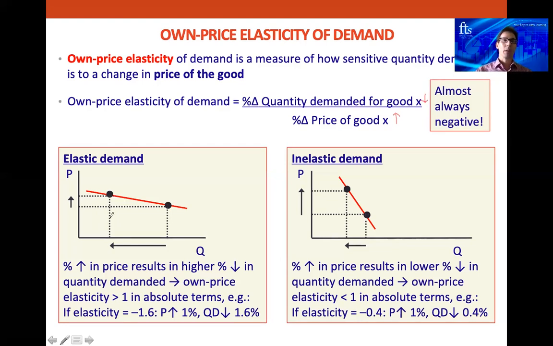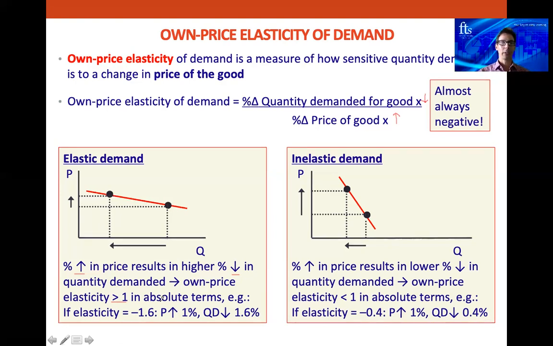So we see how the percentage increase in price over here results in a higher percentage decrease in quantity demanded. We can see the price is going up only by a little bit, but the quantity demanded is falling down a lot. So in this instance, the own price elasticity is more than 1 in absolute terms. In absolute, remember, all we mean is that we ignore the negative sign.